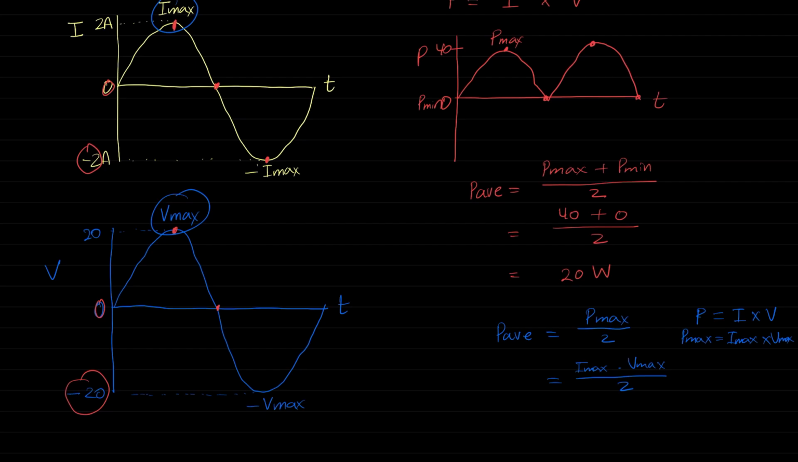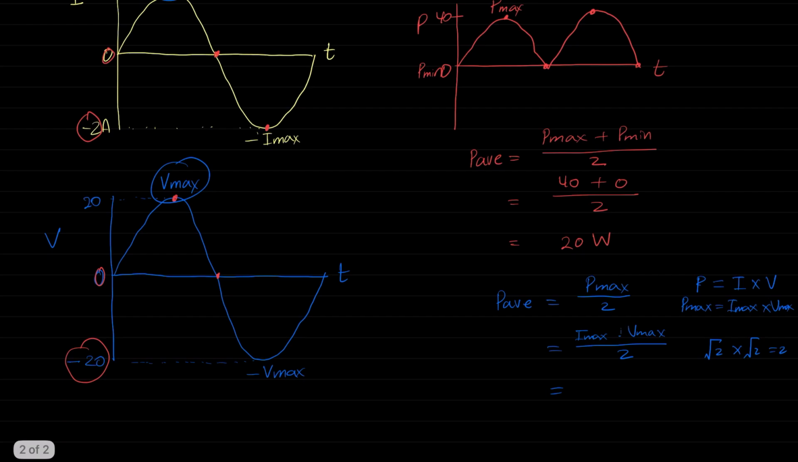Now we want to separate this into 2 fractions. To separate that 2 in the denominator, we need to think about how we can get 2 if we multiply. So watch this. The square root of 2 times the square root of 2 is equal to 2. Those of you who are keen-eyed will probably see what I'm talking about now. So I max divided by square root 2 times V max over square root 2 is going to be my average power.